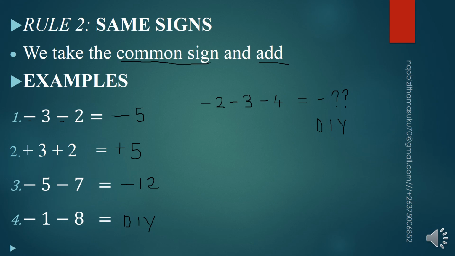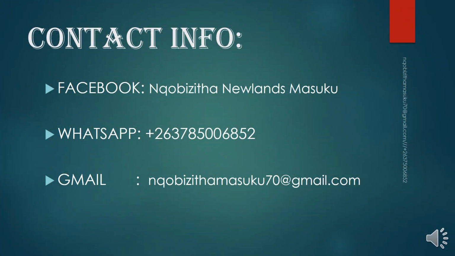Let's end here on the rules for addition and subtraction of directed numbers. When we have different signs, the law says we take the sign of the bigger number and get the difference, bigger number minus smaller number. Rule number two talks about the same signs: we just take the common sign and add those numbers and we get our answer.